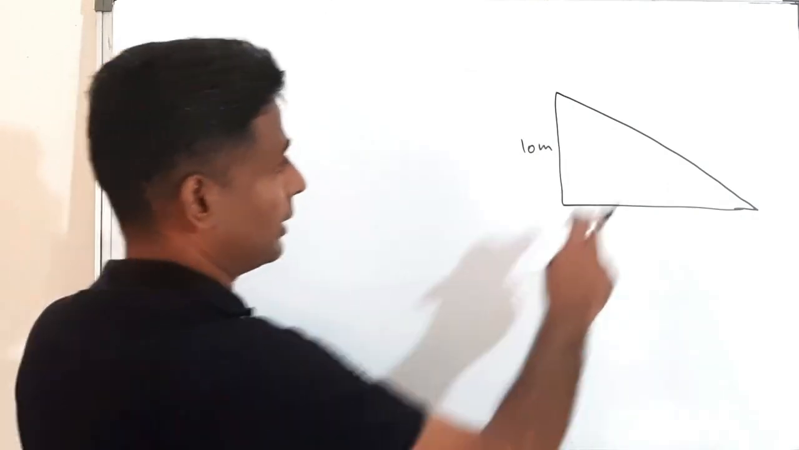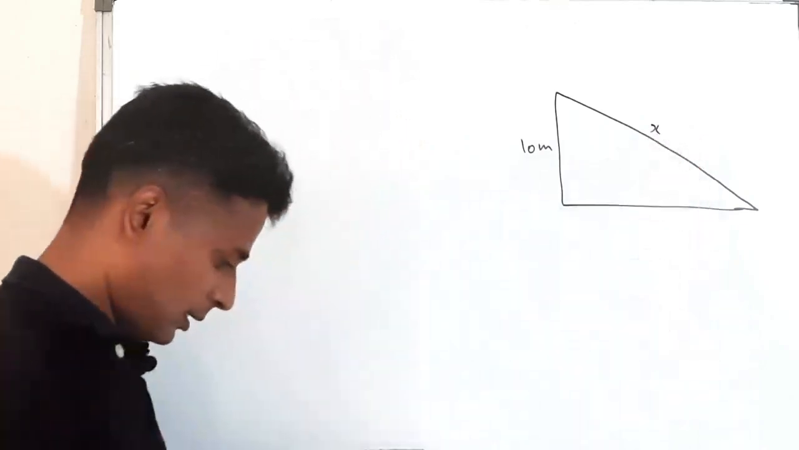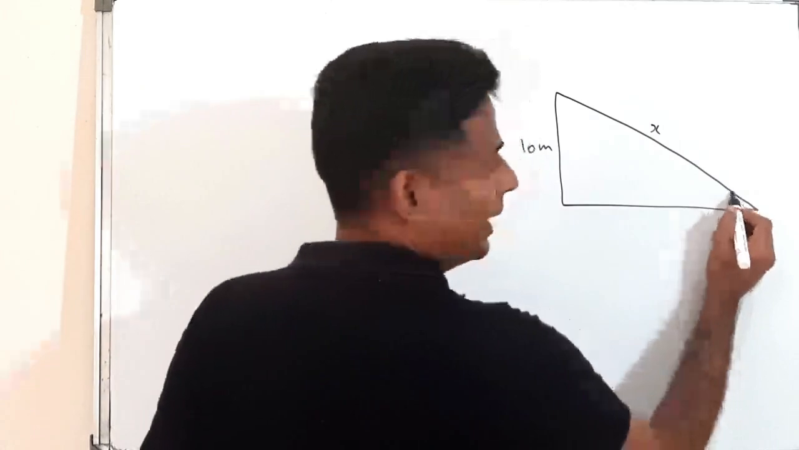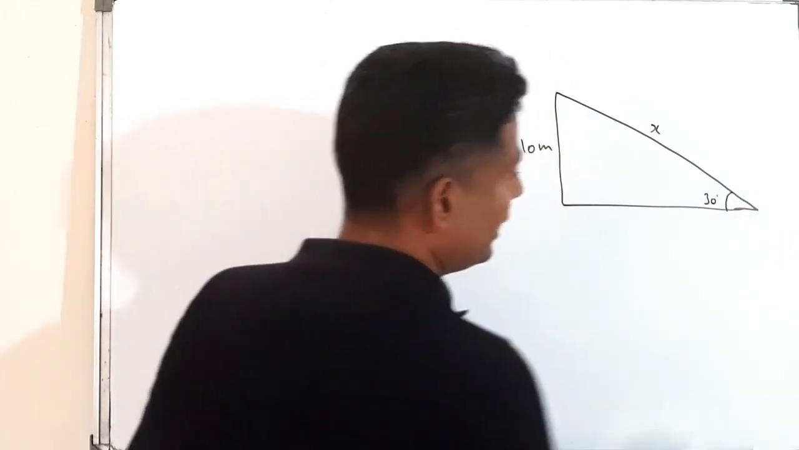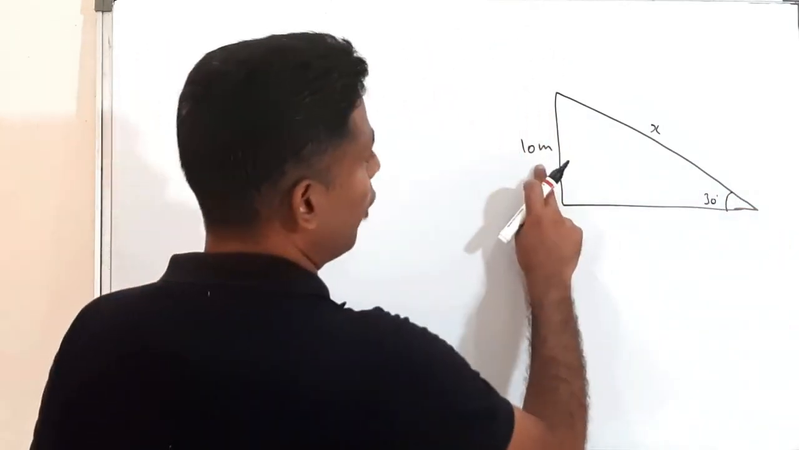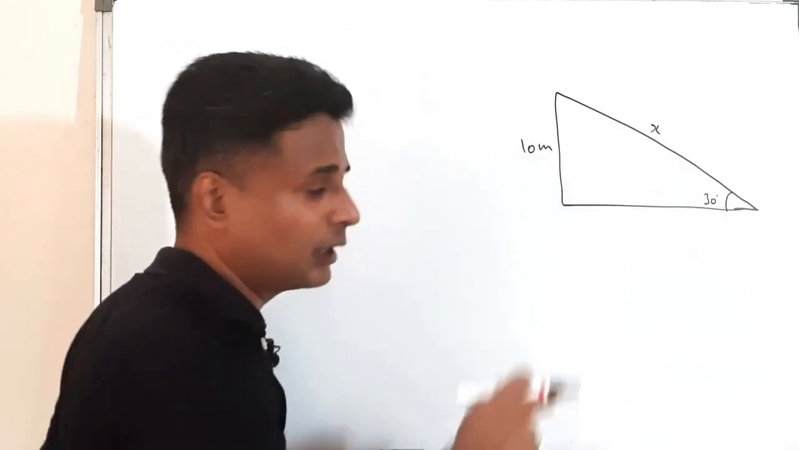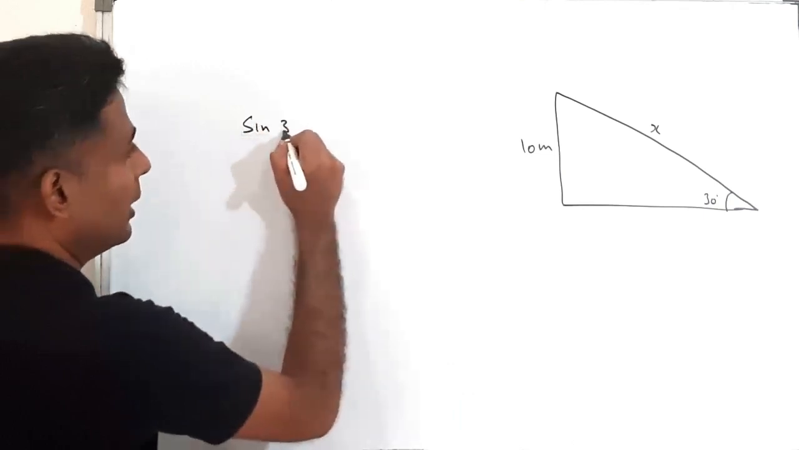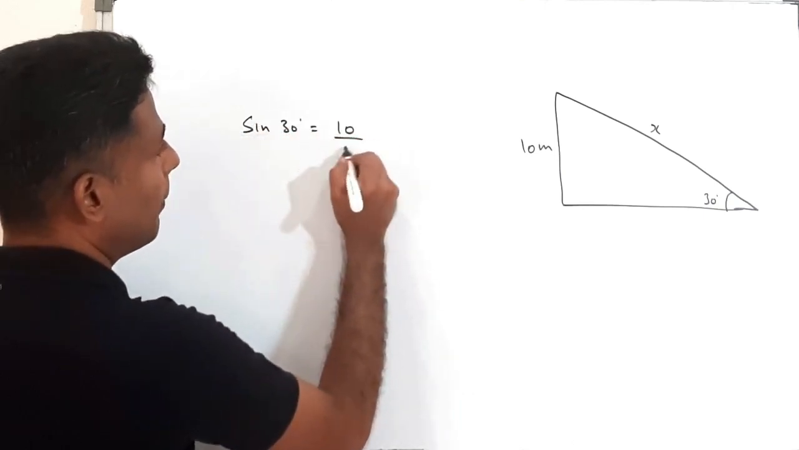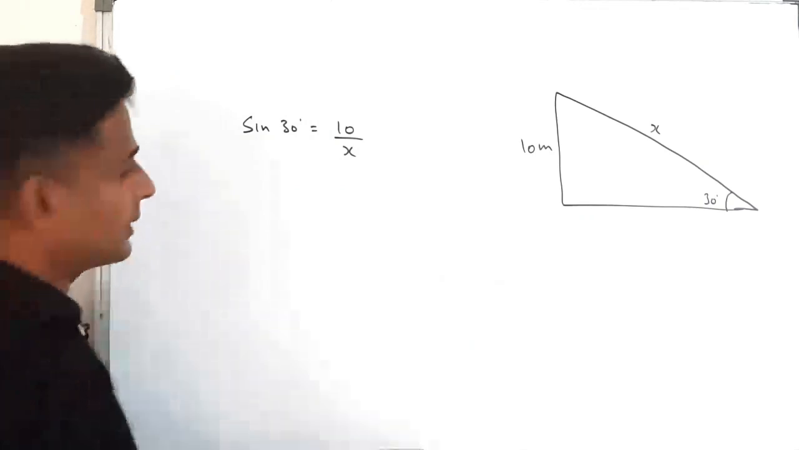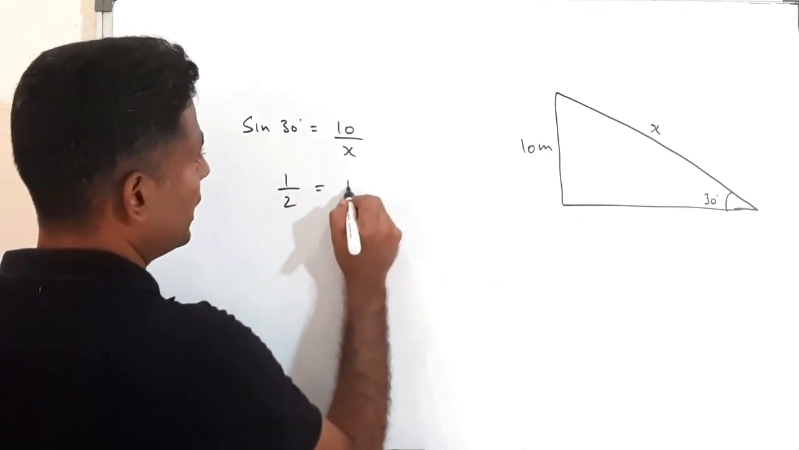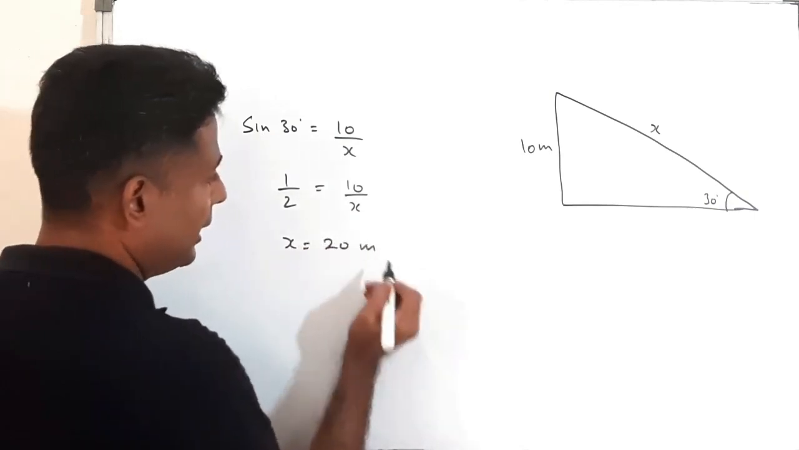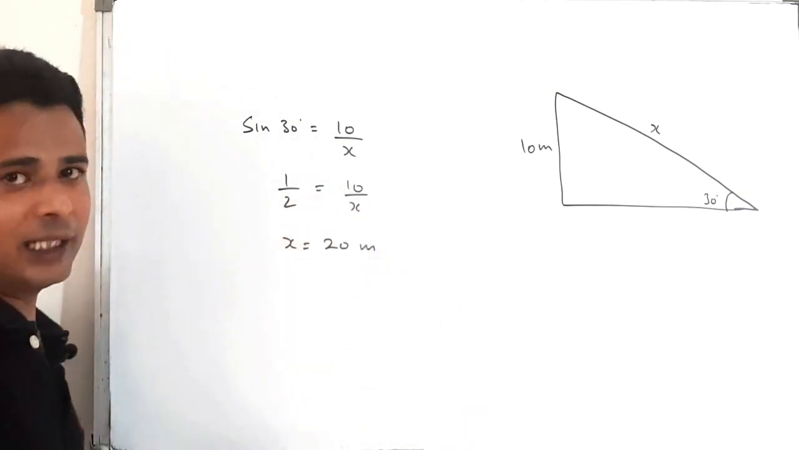Find the length of the string. So we have to find this. Let this be x. The angle made by the rope with the ground is 30 degree. Now in this problem we have the opposite side and we need to find the hypotenuse. So opposite and hypotenuse, what do we use? Sine. So sine 30 degree will be equal to opposite by hypotenuse. So sine 30 is 1 by 2 equal to 10 by x. So x equal to 10 into 2, 20 meter.